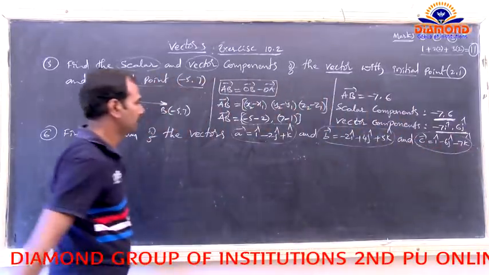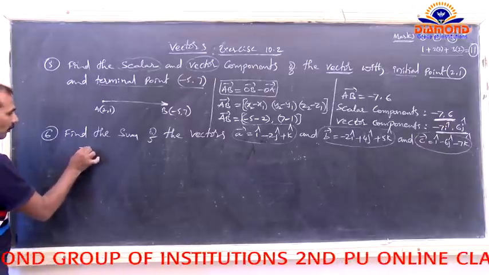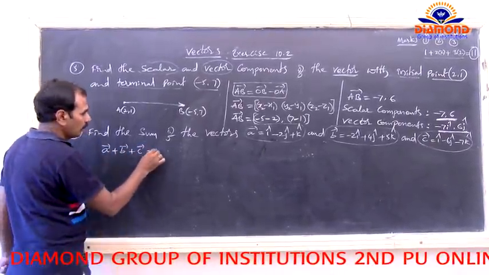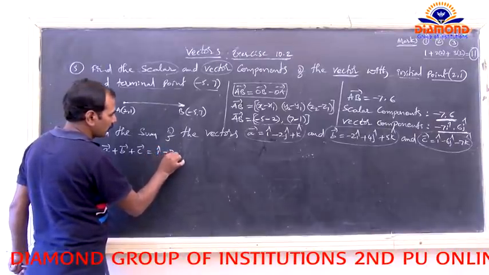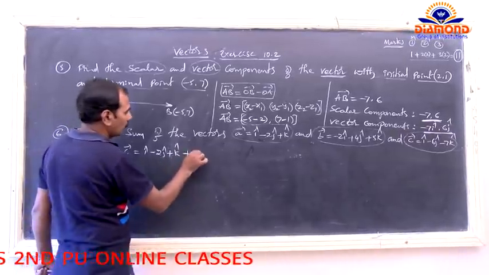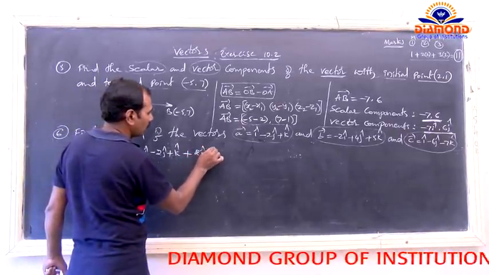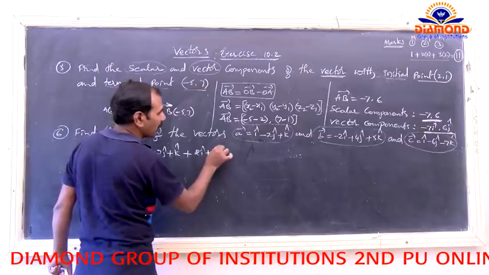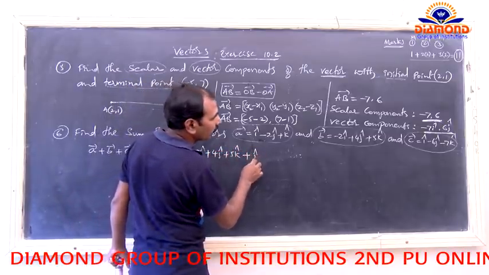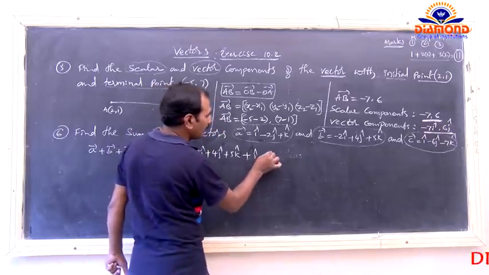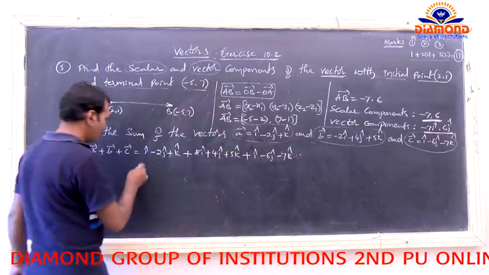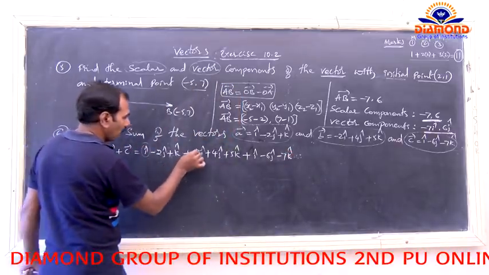So three vectors. Sum means A bar plus B bar plus C bar equal to i cap minus 2j cap plus k cap, plus 2i cap plus 4j cap, plus 5i cap minus 6j cap minus 7k cap. So, i component.